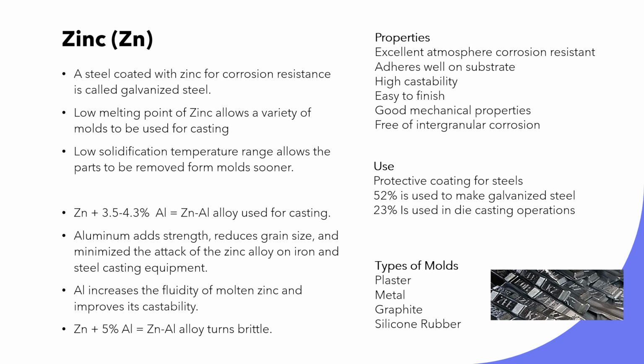Okay, the use is going to be protective coating for steels. It's about 52% of zinc alloy use, to make galvanized steel. We use about 23% in die casting operations. Alright, types of molds. The mold types: we use plaster molds, metal molds, graphite molds, and silicone rubber molds.